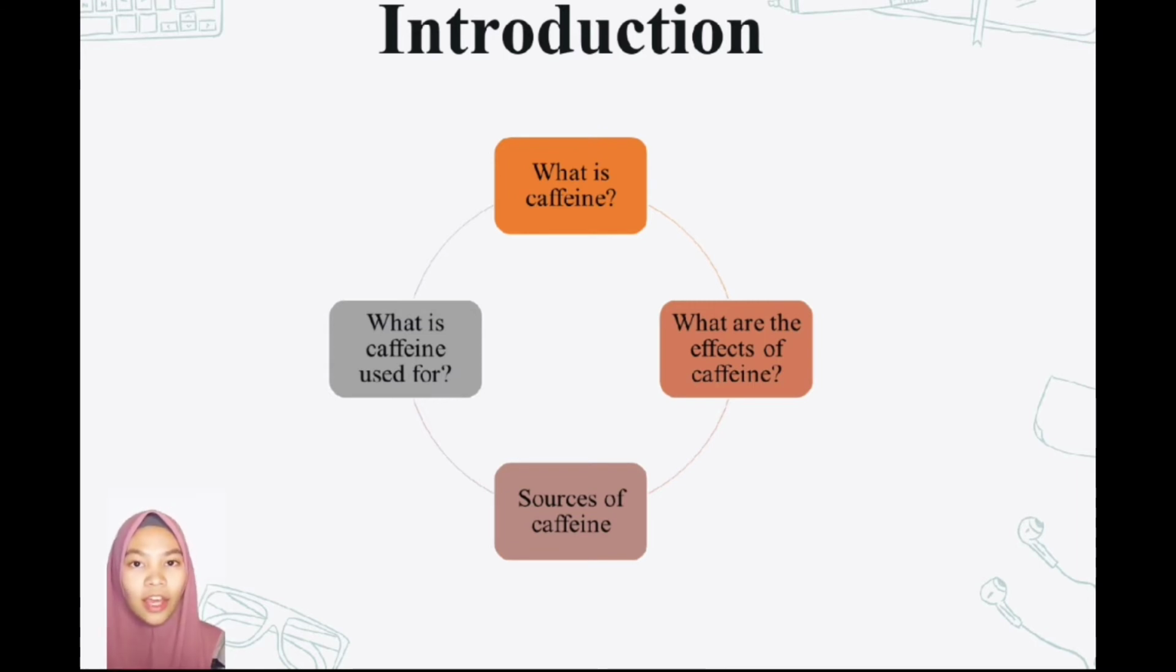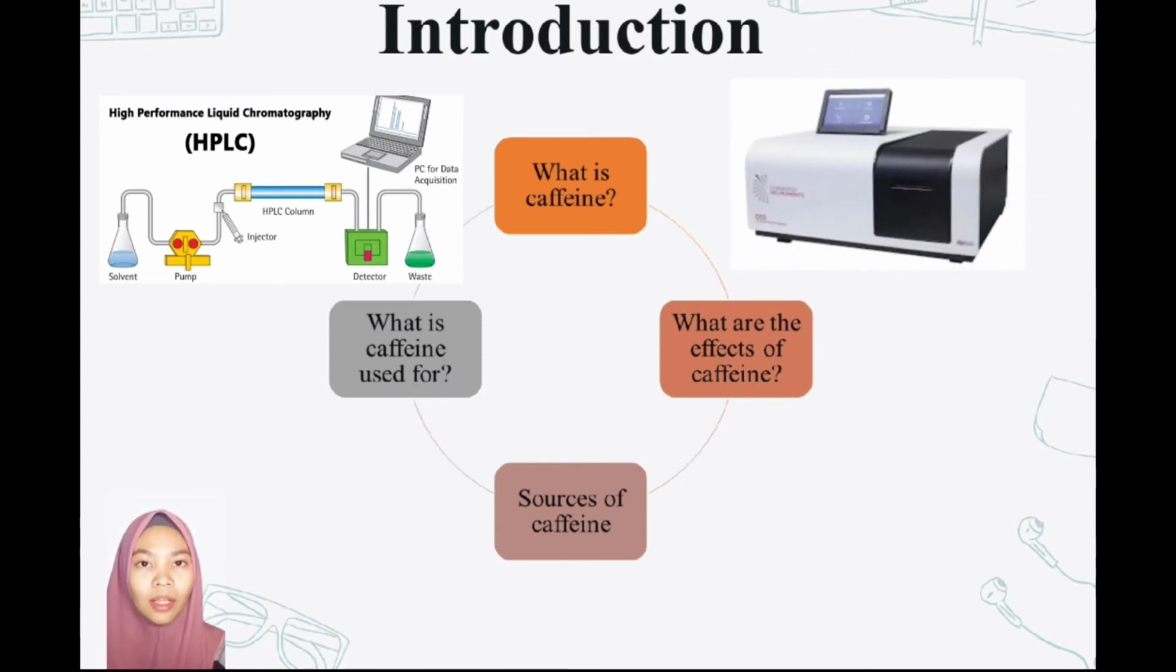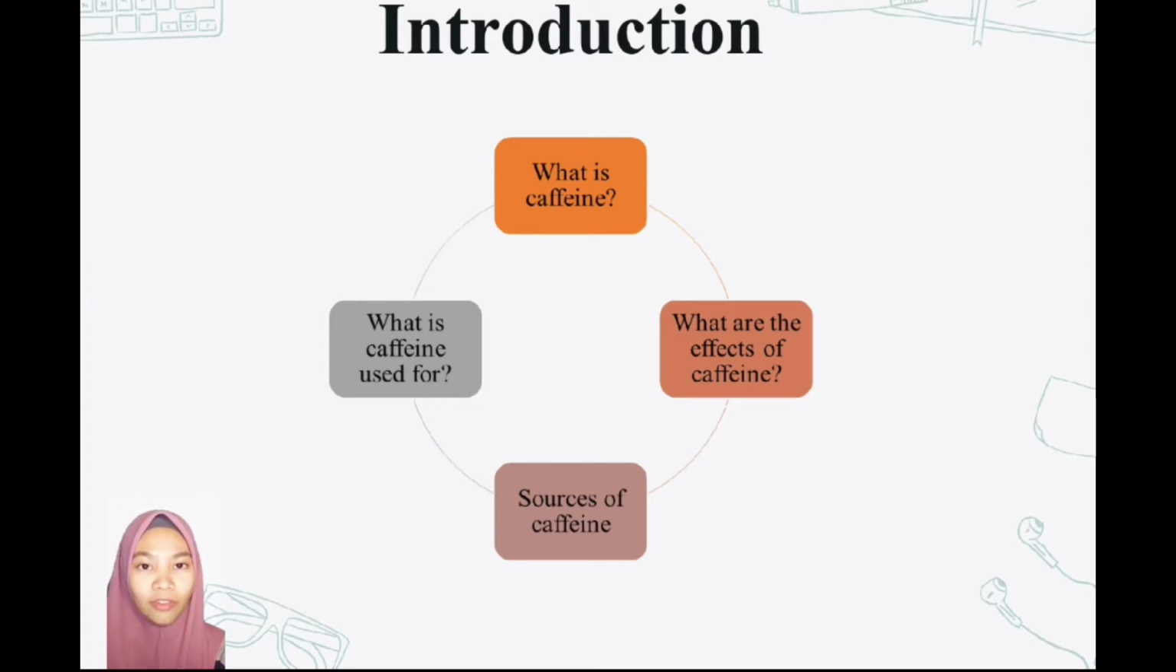Previous researchers have used several methods to determine the caffeine level in some beverage and non-beverage goods, such as HPLC to determine caffeine level in cola soft drink and UV visible spectrophotometric to determine caffeine level in black coffee.